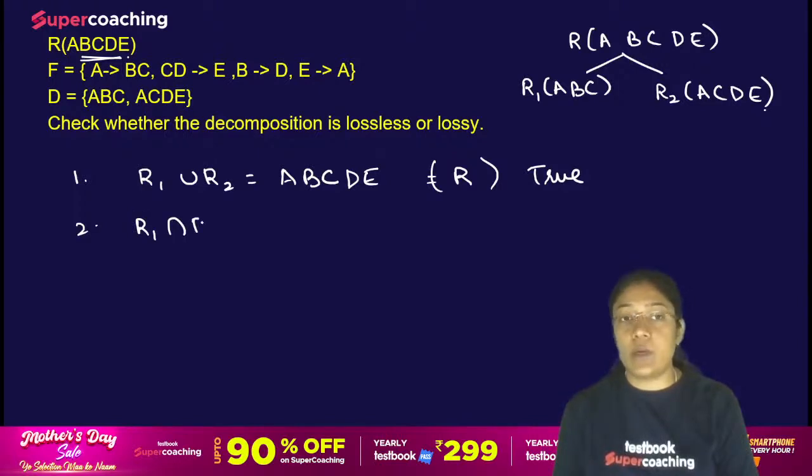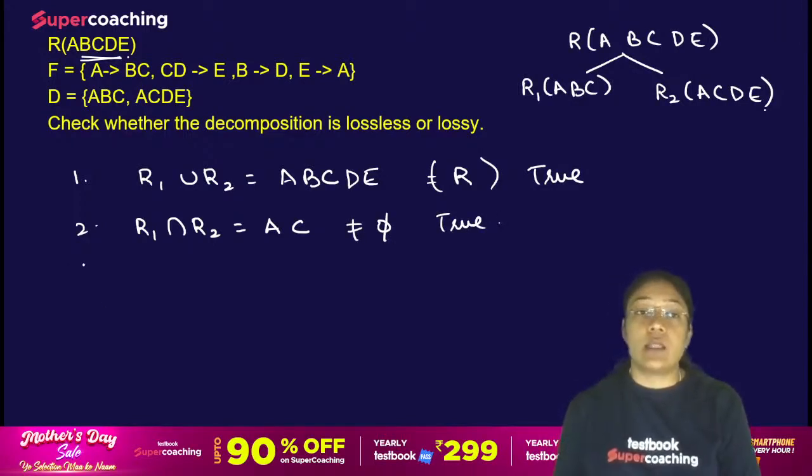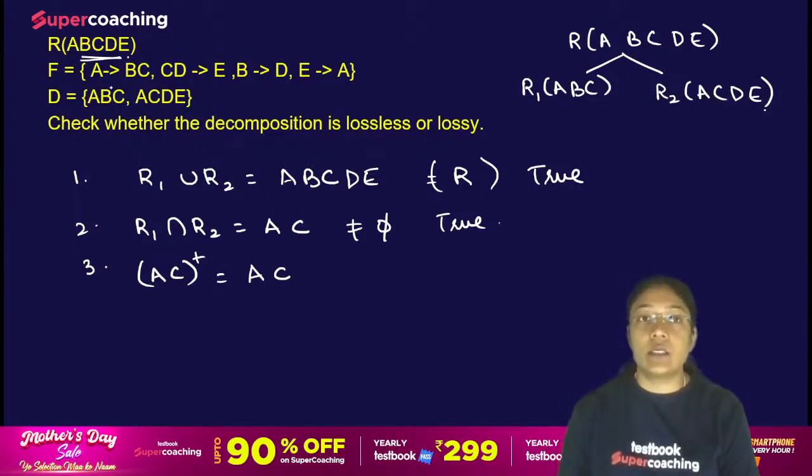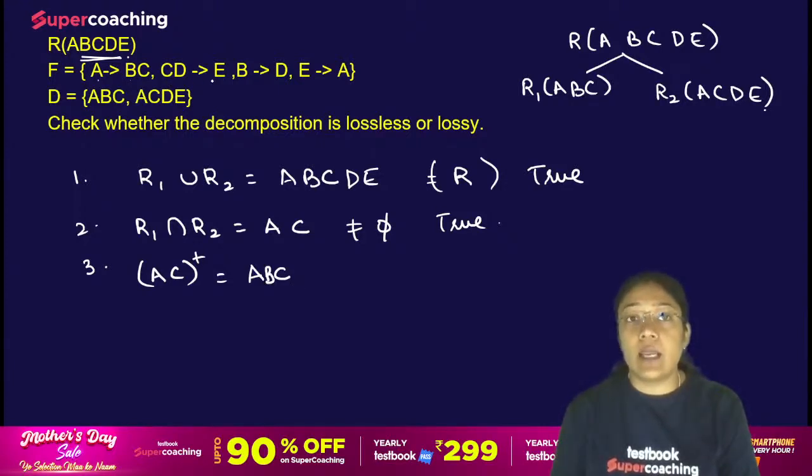Is there any common attribute? Yes. A, C are the common attributes. So this is not equal to 5. So this condition is also true. The third step, we have to take the closure of the common attribute. AC is going to determine itself and A is determining B and C. So B will also be taken here. Then anything else? B is determining D.